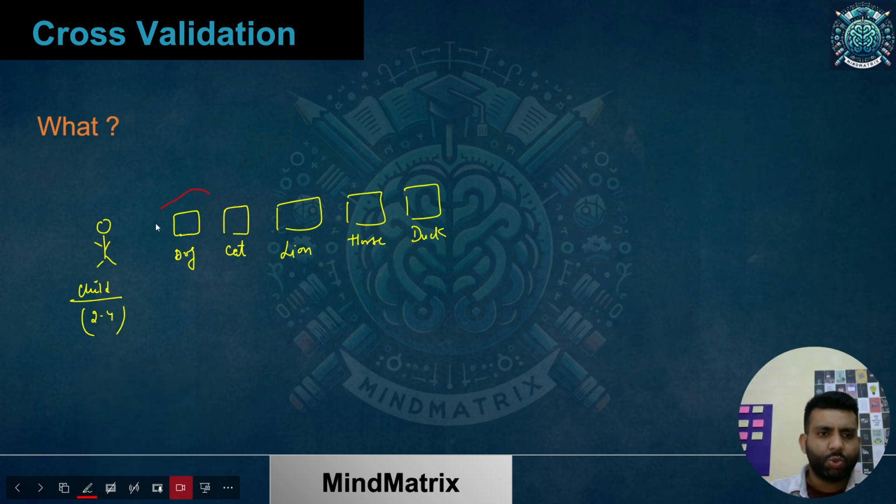Suppose you are just showing these 2 pictures, and let's say you have shown these 2 pictures 2 or 3 times. Maybe the next time you ask, he may not be able to identify, but if you increase it a few more times, the child will be able to recognize that it's a dog and it's a cat. But what if you show them the new pictures of lion, horse, duck? Will they be able to identify that?